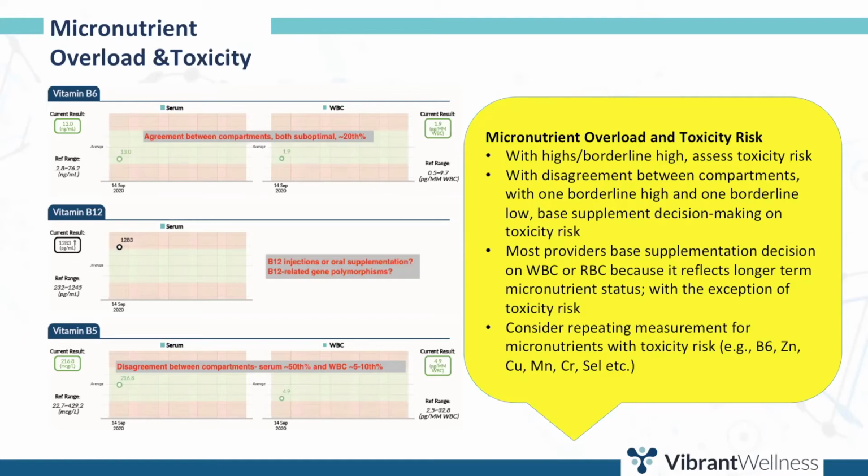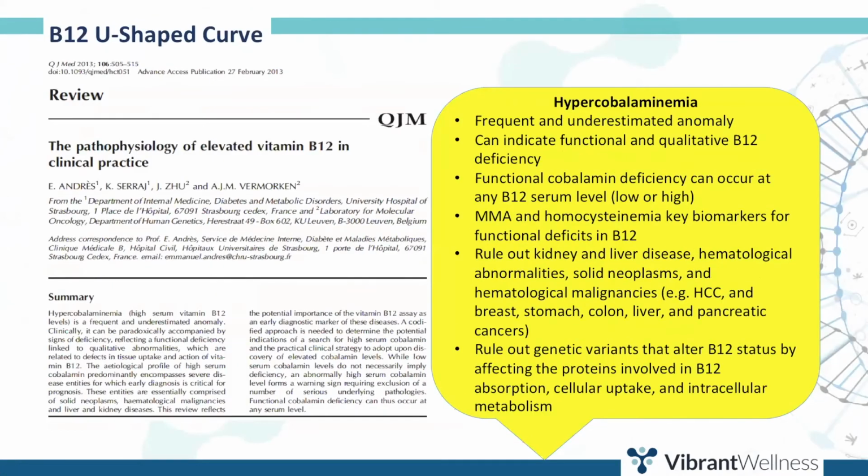This was an example of a B12 that was 1283. We want to ask, is this from oral supplementation? Are they doing B12 injections? Could there be B12 related gene polymorphisms? And there can be harms from a B12 that's too high. I definitely think it's an underappreciated clinical concern. It's a fairly frequent and underestimated anomaly, we'll say.